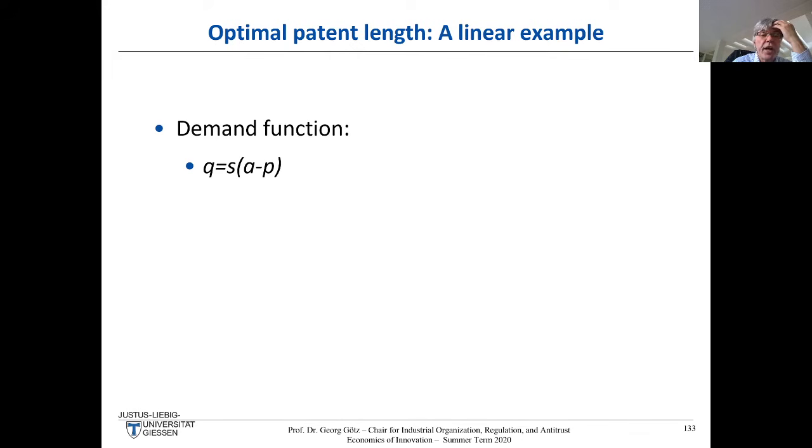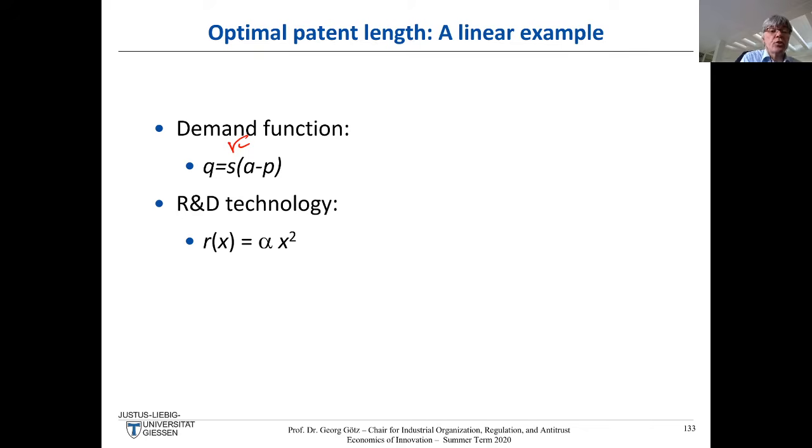I just want to, you know that I like examples with linear demand function. That's why I now put the Nordhaus model in terms of this linear demand function, where we simply have demand as a function of the price. S is nothing else than the number of consumers we have here. They are all identical, and S is therefore just market size. And A is the maximum willingness to pay of a certain consumer.